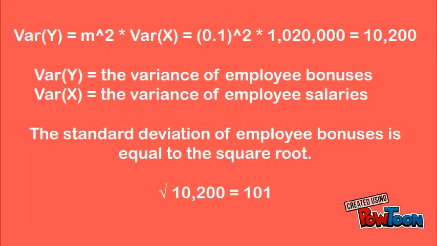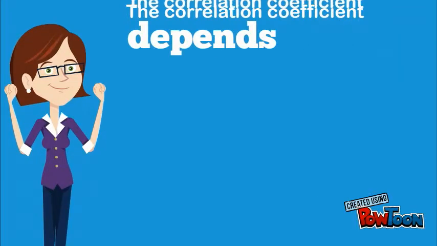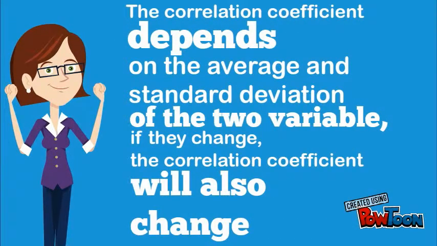0.1 to the power of 2 times 1,020,000 would be equal to 10,200. The standard deviation of the employee's bonuses is equal to the square root, so the standard deviation would be 101. This means that the correlation coefficient depends on the average and the standard deviation of the two variables. If they change, the correlation coefficient will also change.